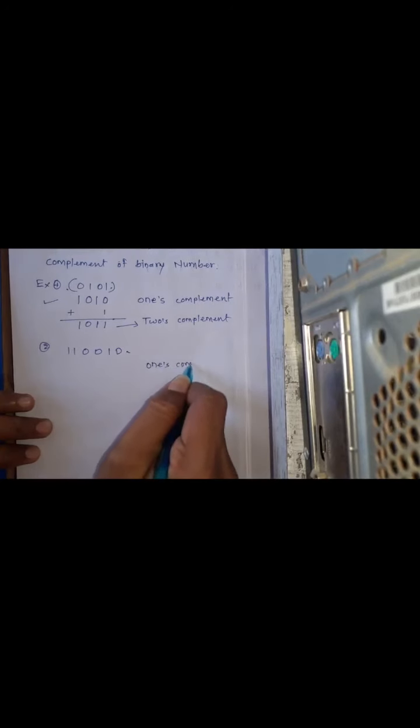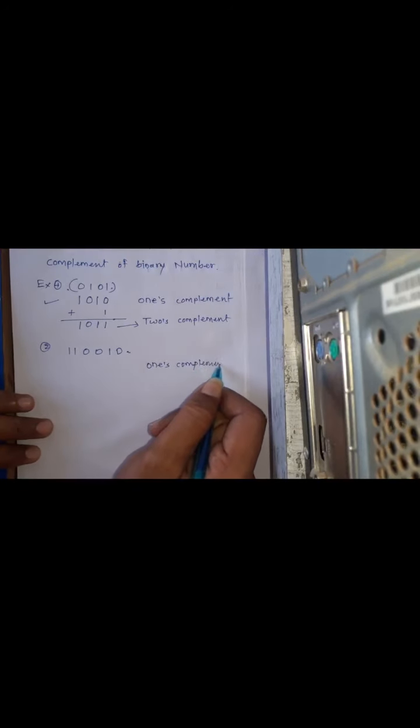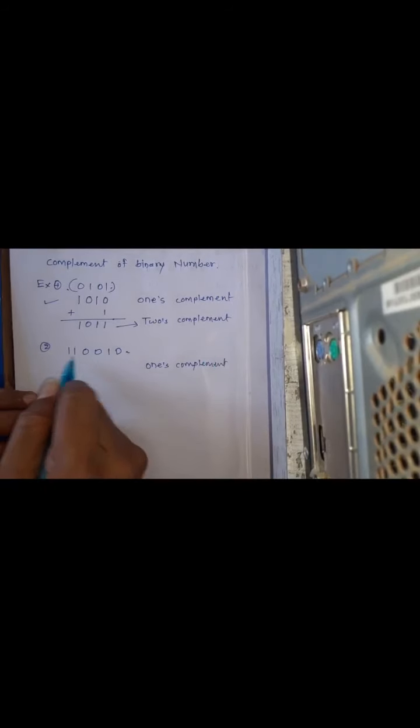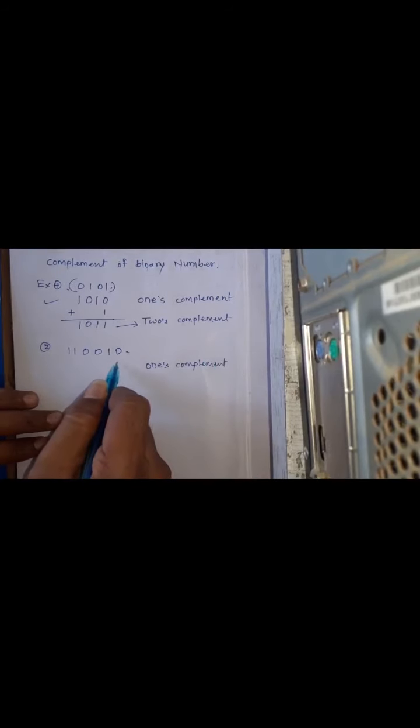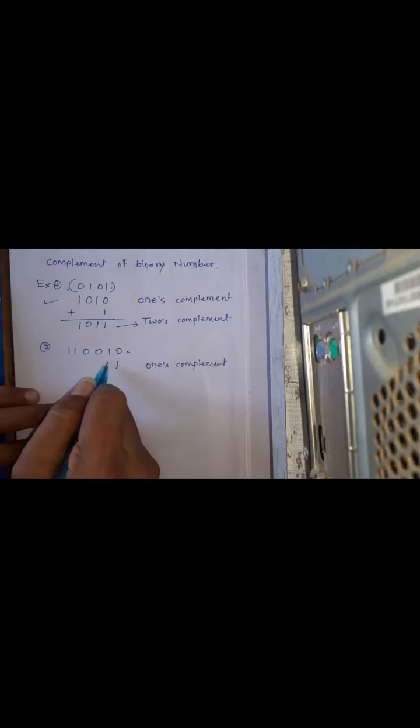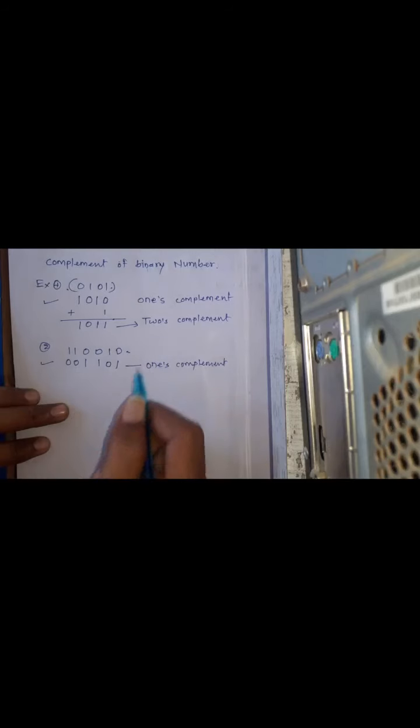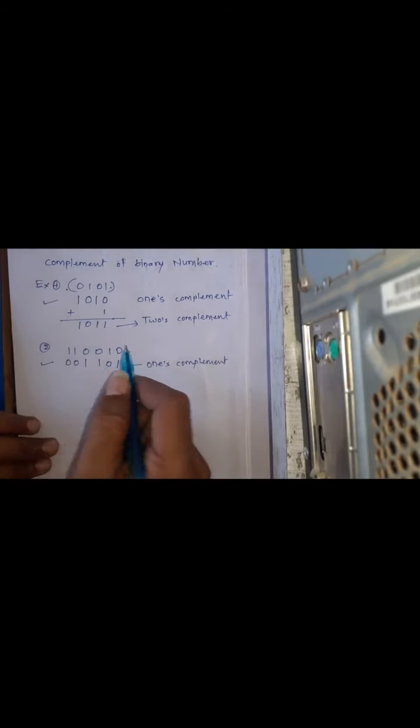What is the ones complement? See, first we write the ones complement. 1 is interchanged to 0, 0 to 1, 0 to 1, 1 to 0 and 1 to 0. This is called the ones complement of this binary number.